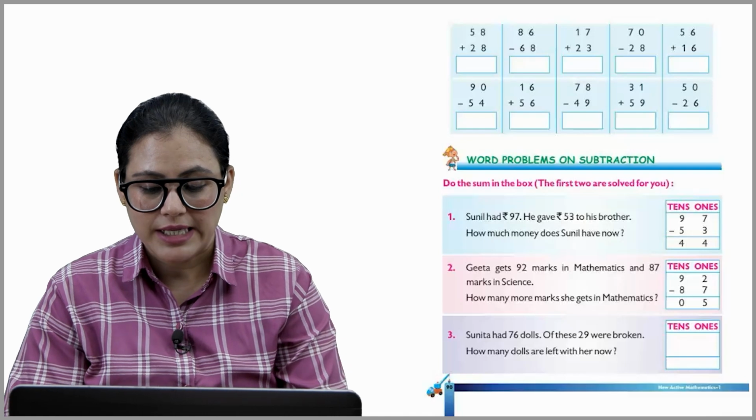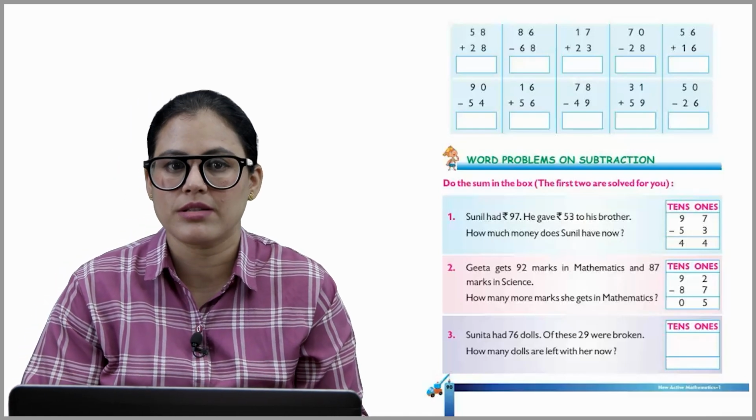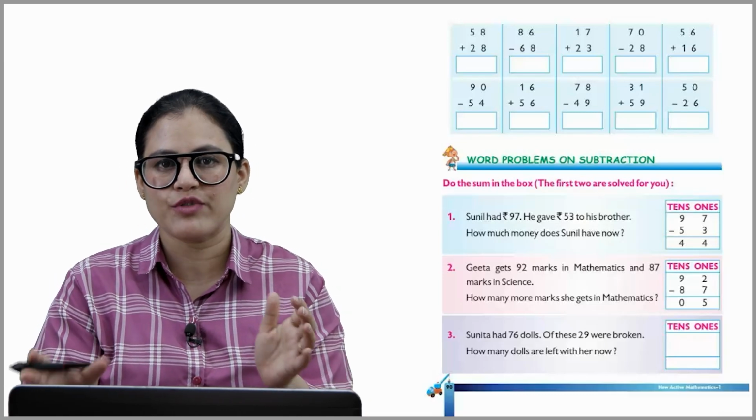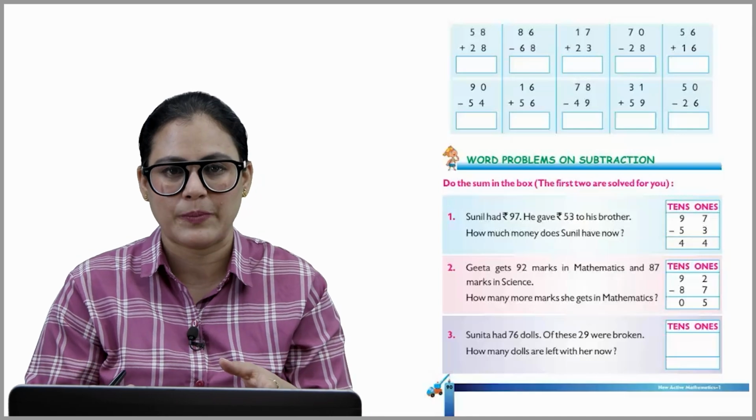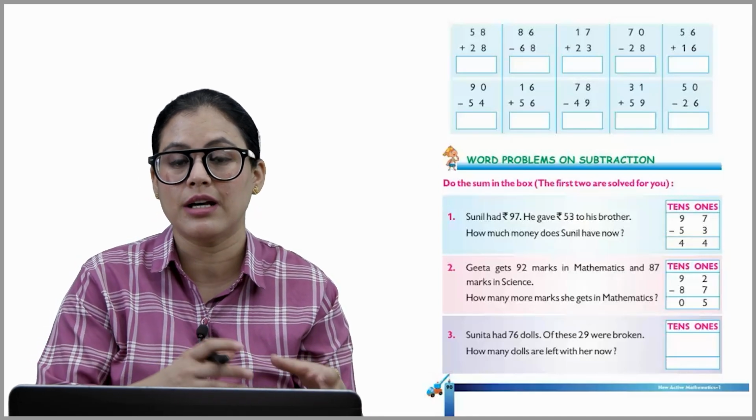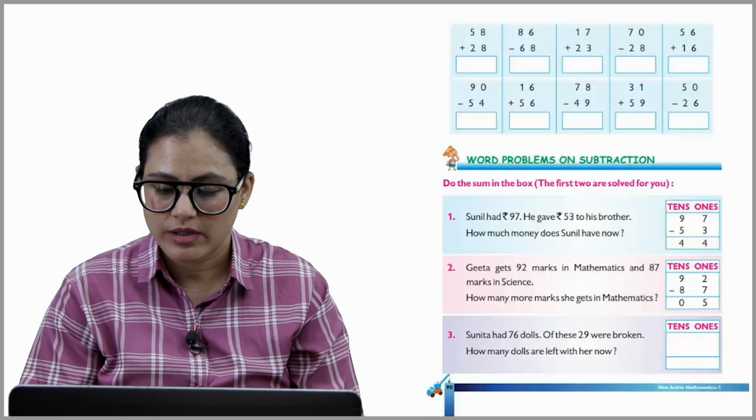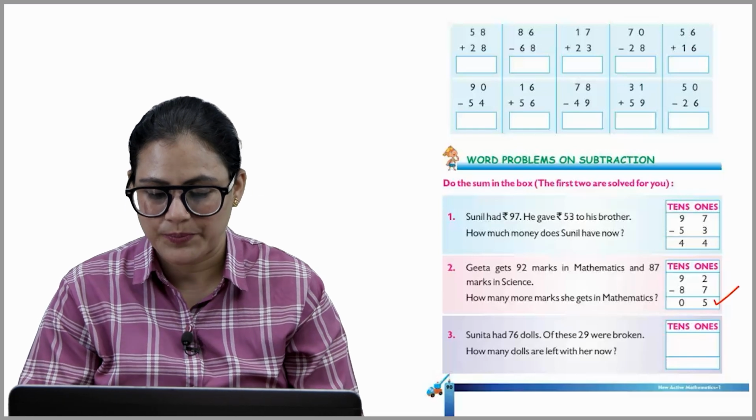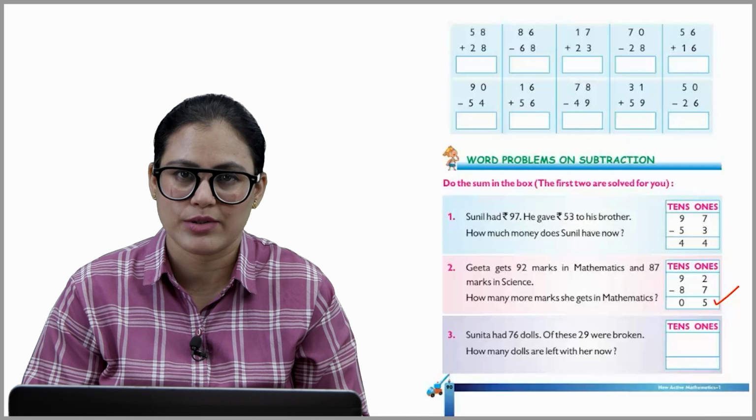Similarly, number 2, Geeta gets 92 marks in mathematics and 87 marks in science. How many more marks does she get in mathematics? We have to compare the marks Geeta got in these two subjects, maths and science. So 92 minus 87 is 5. That means she got 5 more marks in mathematics.